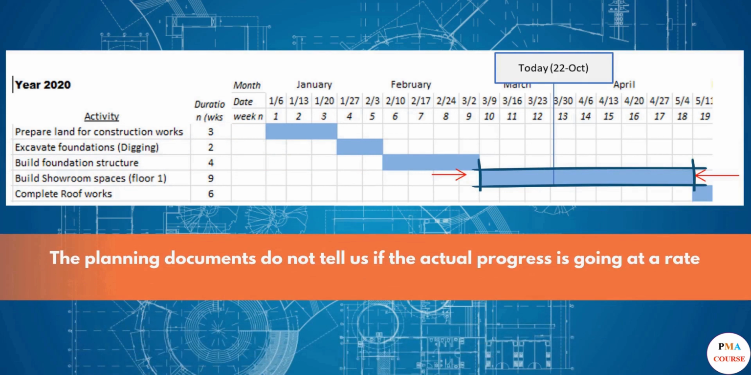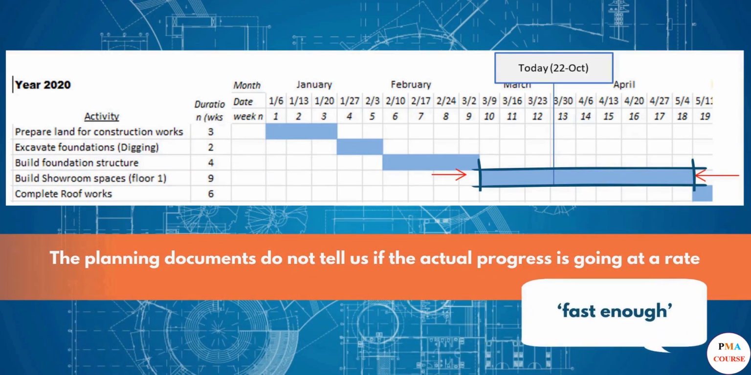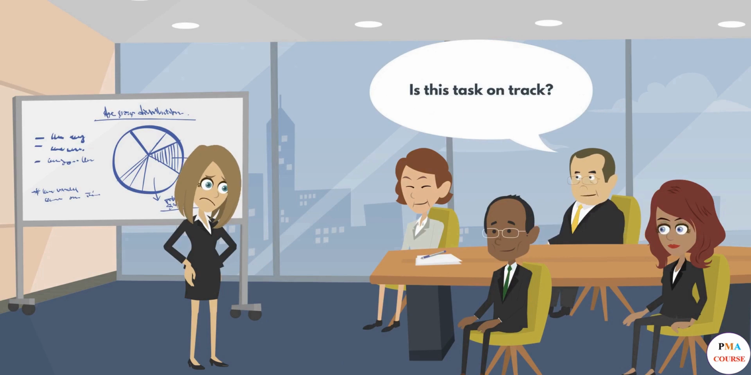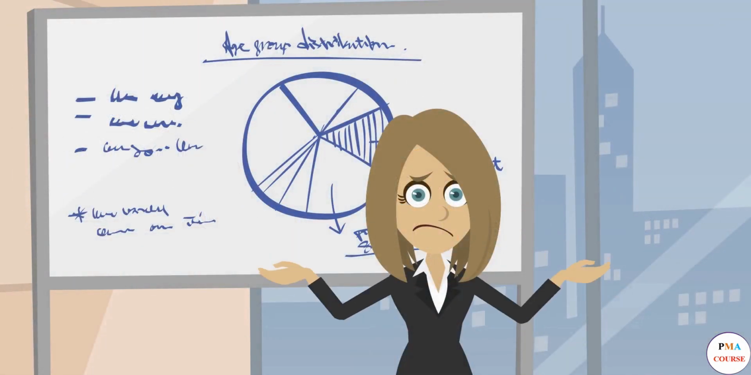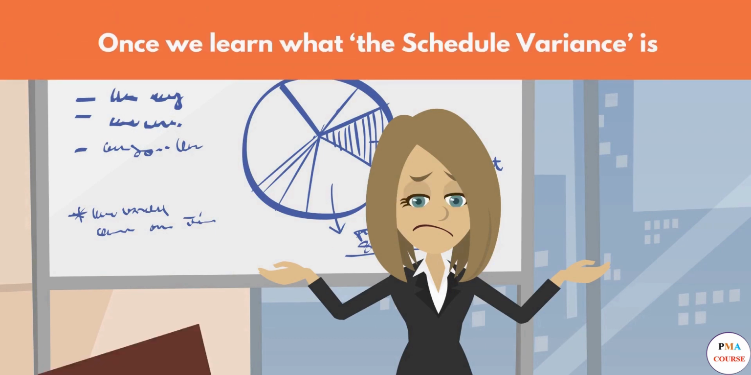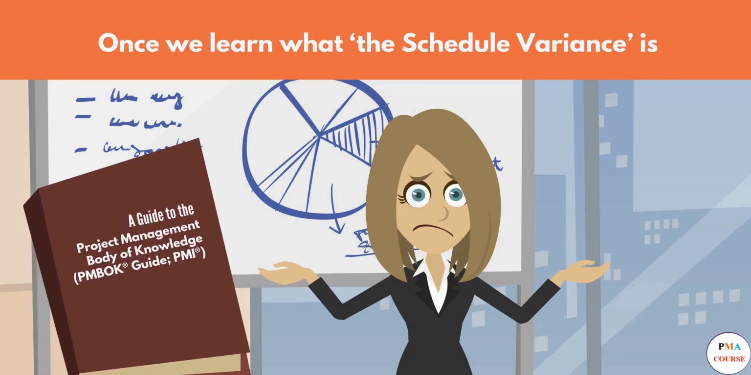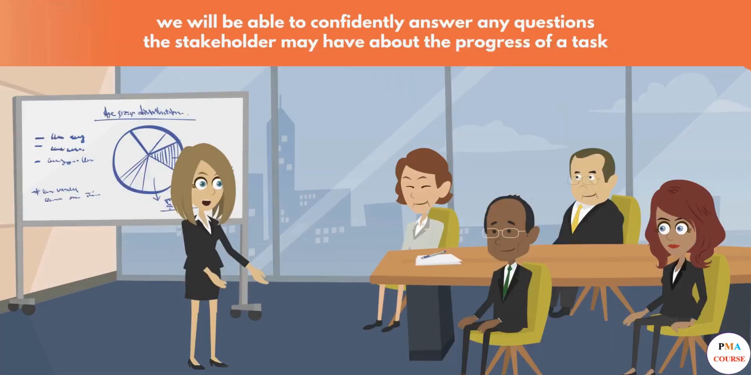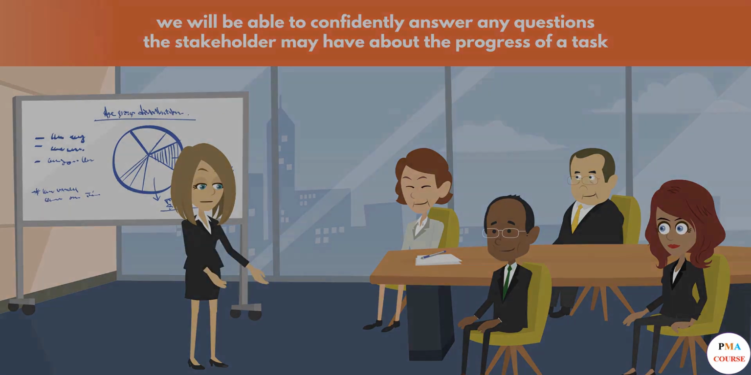However, the planning documents do not tell us if the actual progress is going at a rate fast enough to complete this on time. So, if a stakeholder asks if this task is on track, well, we don't really know. Yet. But once we learn about what PMI refer to as the schedule variance, that will change. Then we will be able to confidently answer any questions the stakeholder may have about the progress of a task.